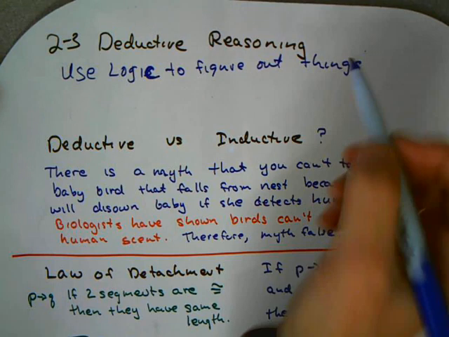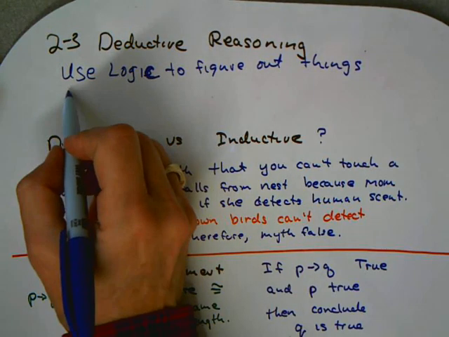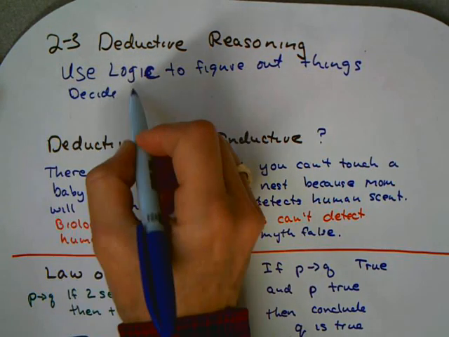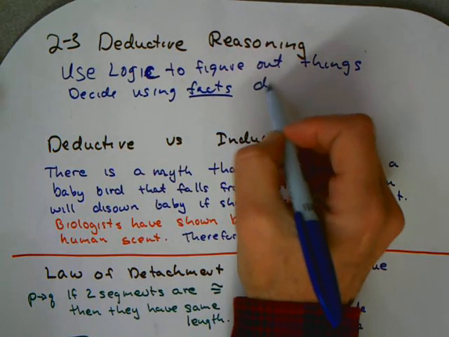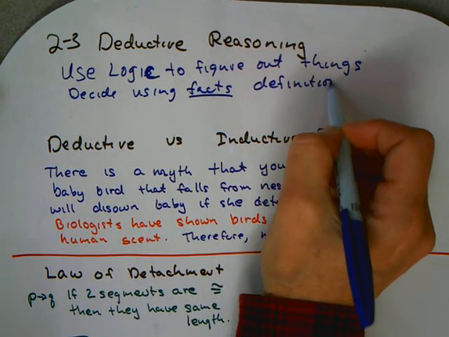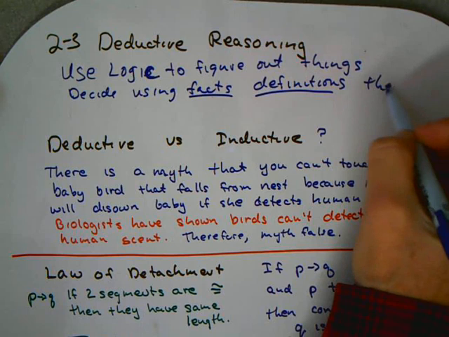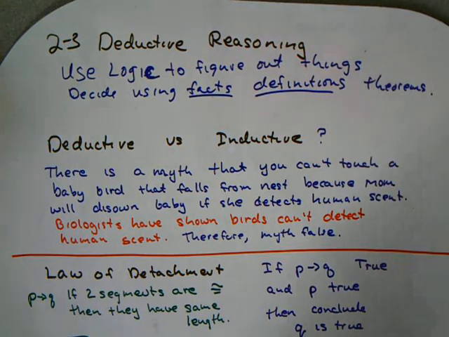And that means we base our decisions, decide using facts, definitions, theorems. The things we know are true. And then we take that to deduce what else can be true.